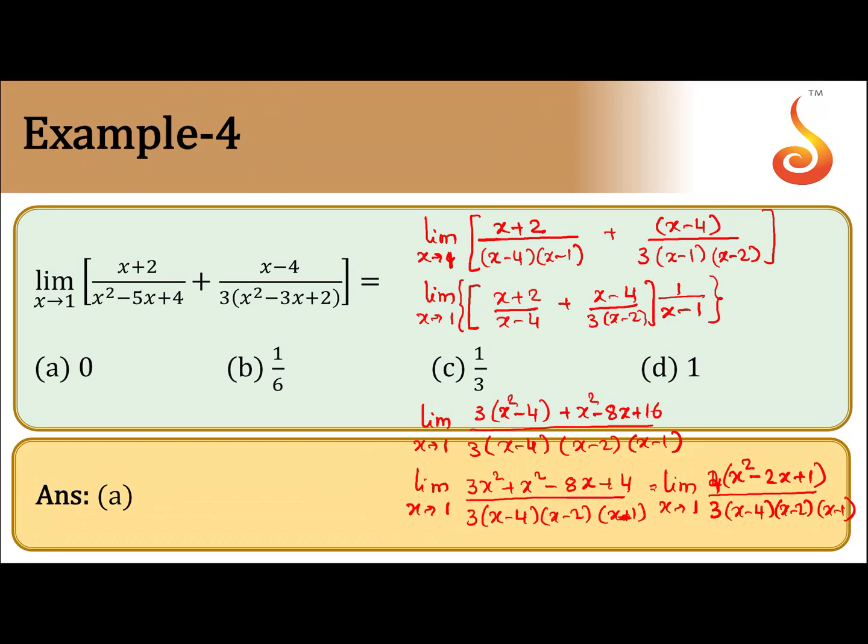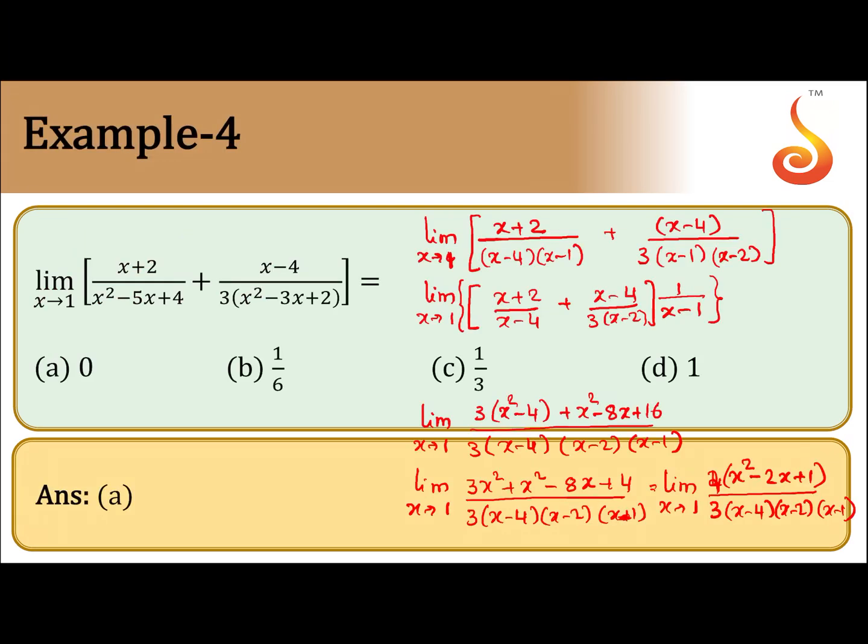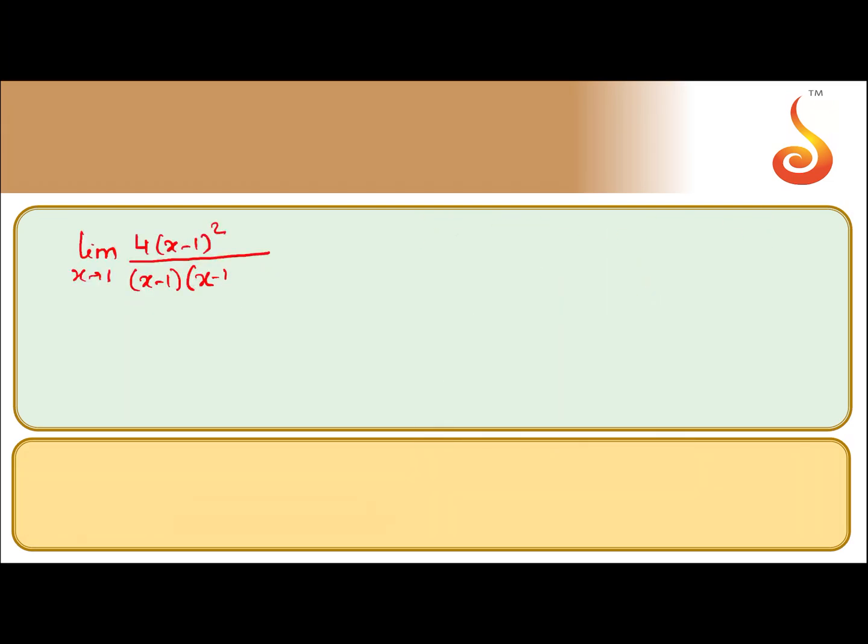Now, what we observe is in the numerator, limit x extending to 1, 4 times x minus 1 whole square, and denominator x minus 1 into what is there? x minus 4 and x minus 2. x minus 4 into x minus 2. So the danger part x minus 1 is removed. x extending to 1, 4 times of x minus 1 divided by x minus 4 into x minus 2. So if we put 1, we are getting 0.